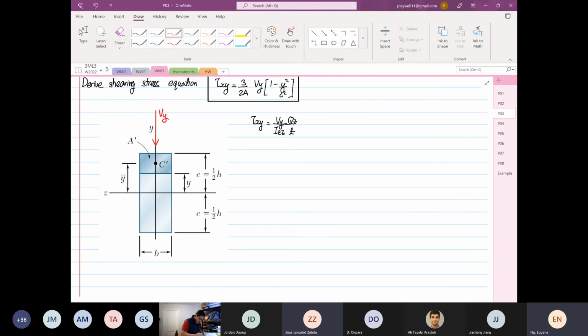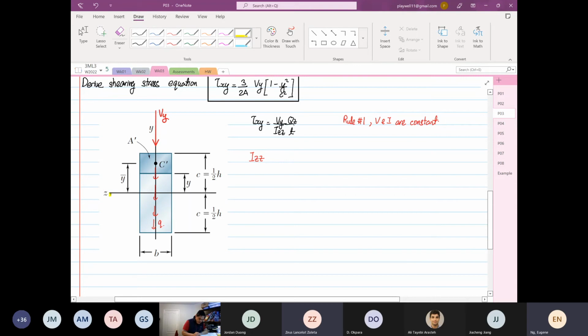And then I'm going to sketch my Q. All these arrows I've drawn are my Q. So when we apply rule number one, V and I are constant. So we know our Vy. The next thing we want to find is our Izz, which we did already.